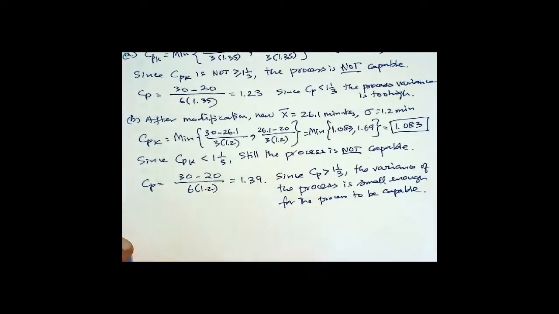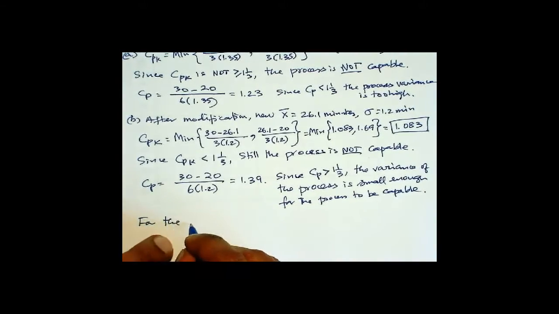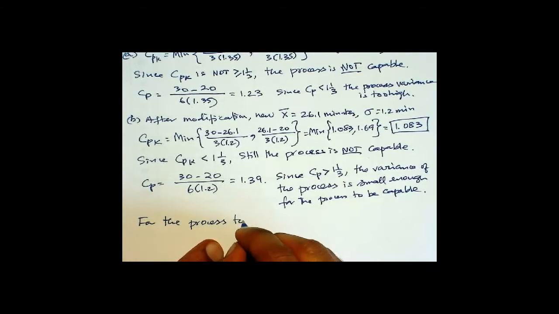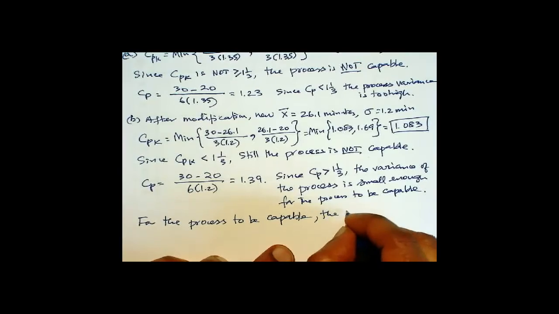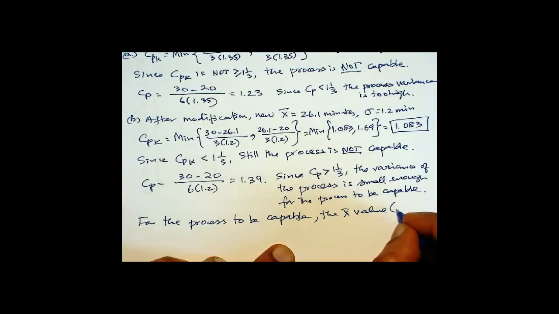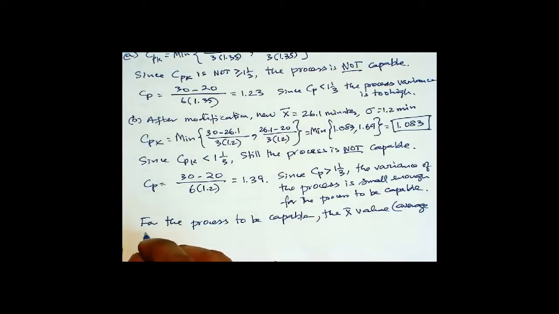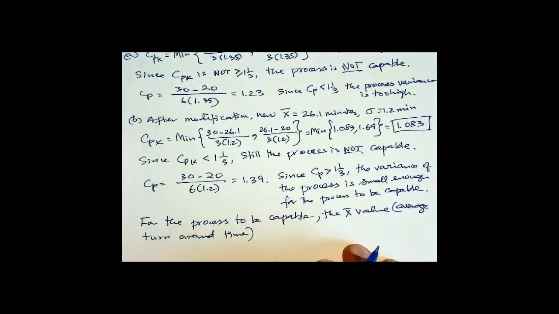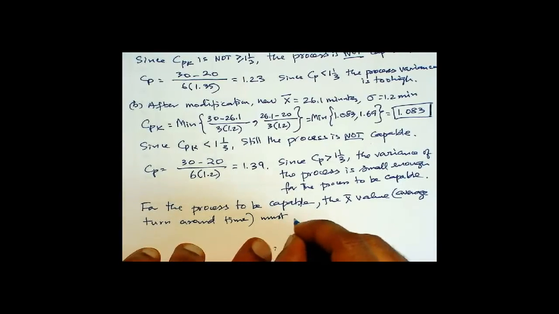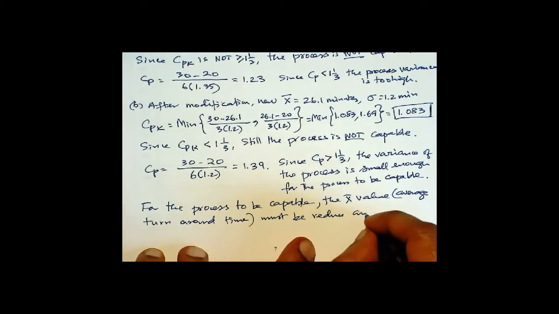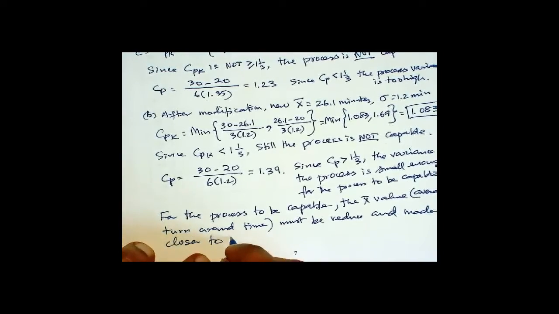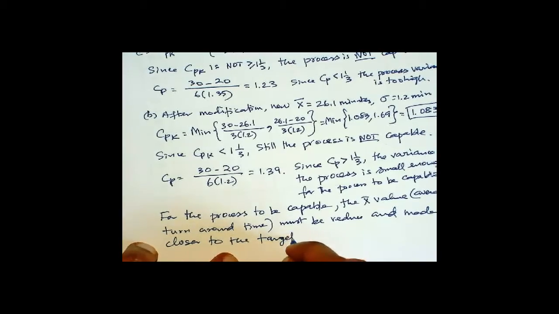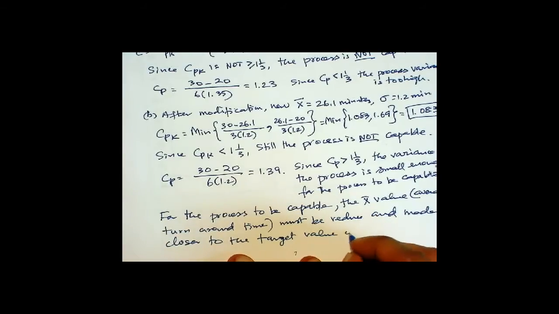because of centering. So for the process to be capable, the x bar value, which is the average turnaround time, must be reduced and made closer to the target value of 25 minutes.